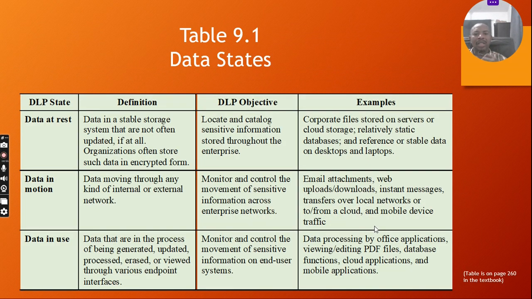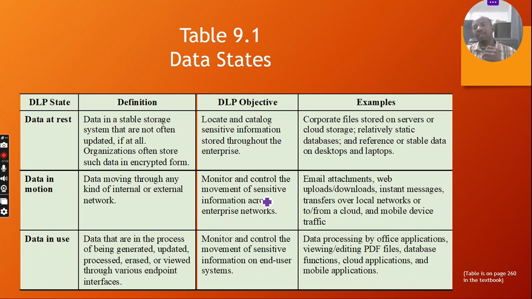Then we have what we call data state. Just like matter exists in 3 states, data exists in 3 states in this regard. The first state is called data at rest. The second state is data in motion, and the third state is data in use. So data at rest is defined as the data in a stable, secure storage system that is usually not updated. These are called data at rest.